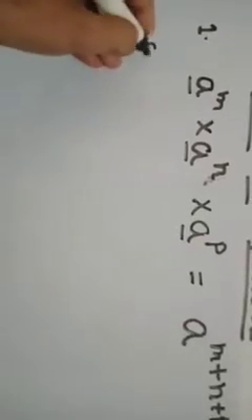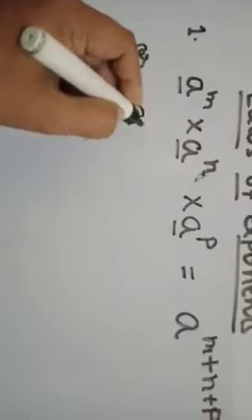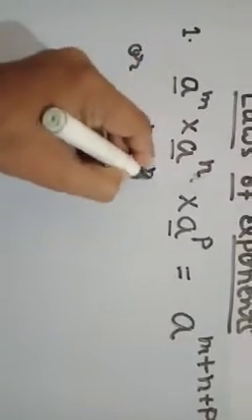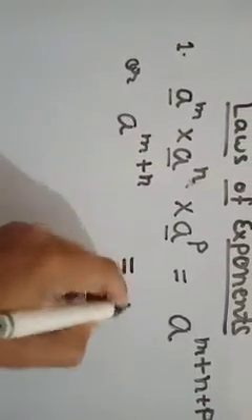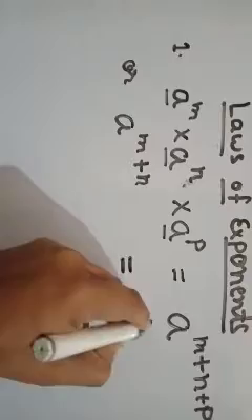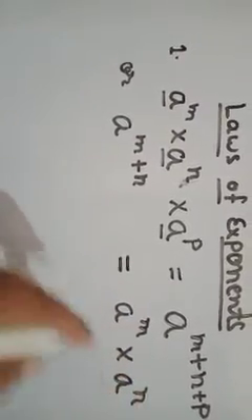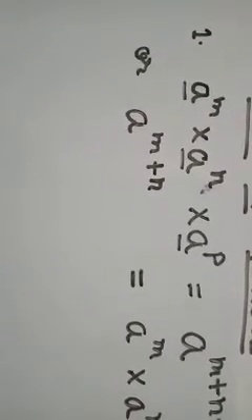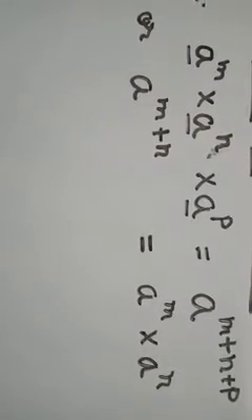Or, if a base has a sum of two or more powers, we have to note this in reverse order: a raised to the power m into a raised to the power n. This is the product law of exponent. m and n are two integers.